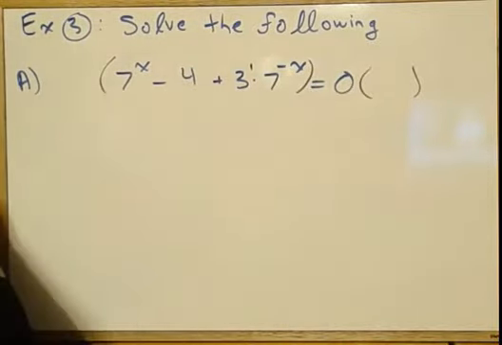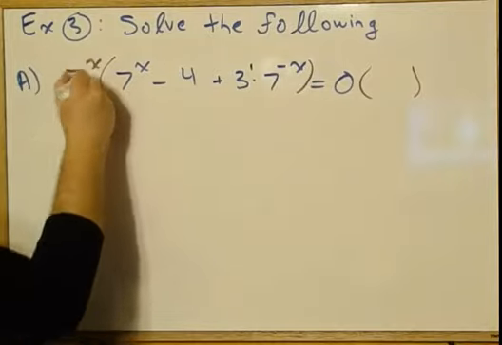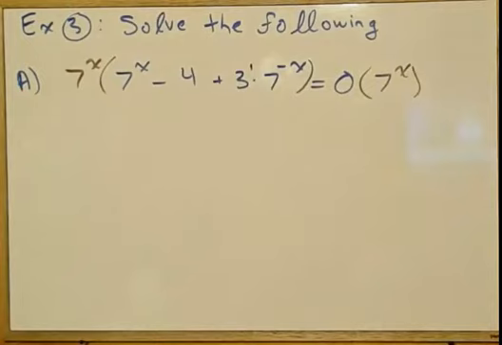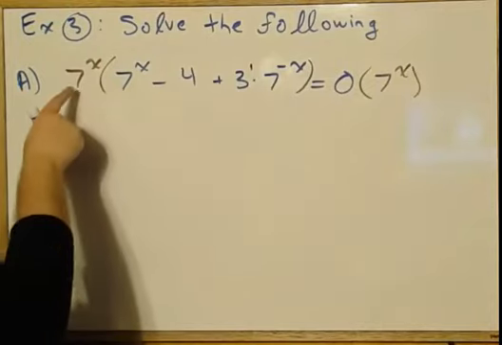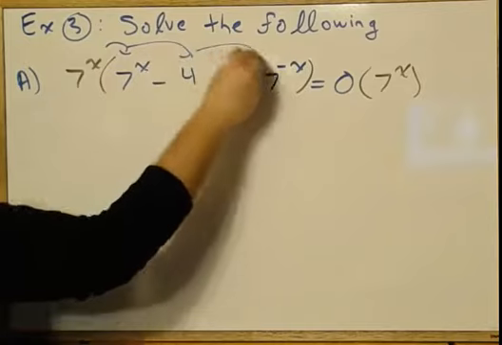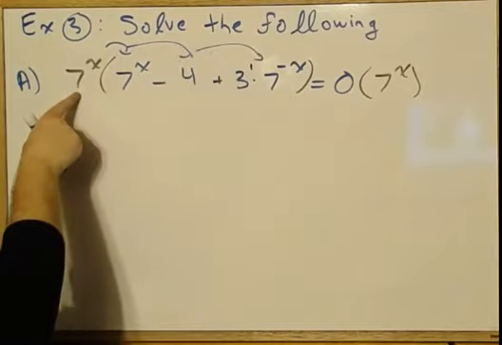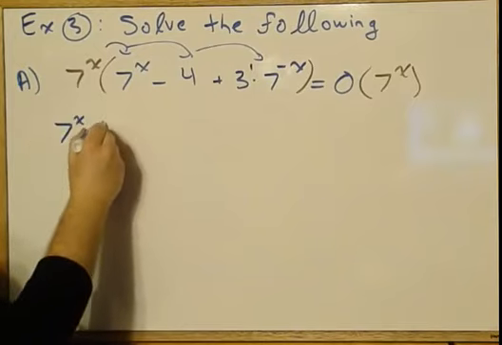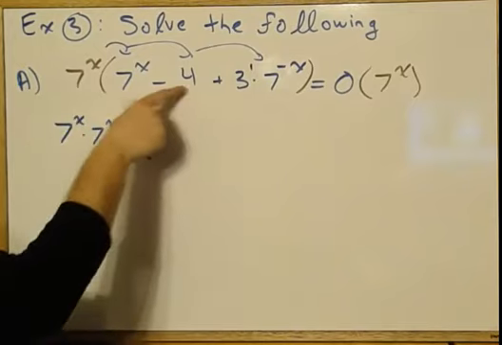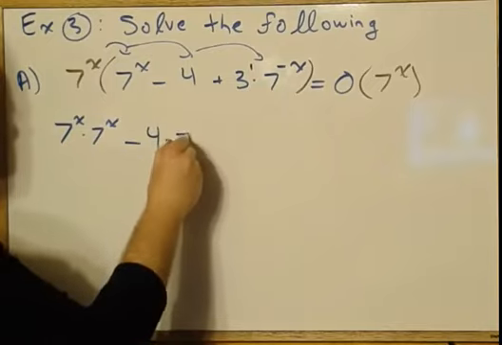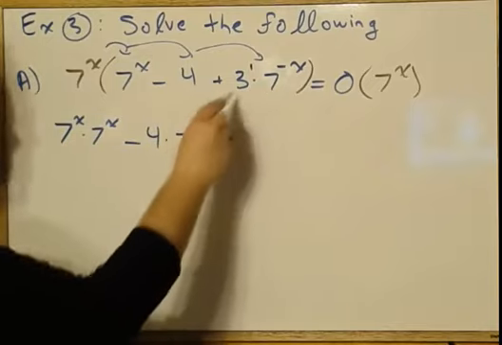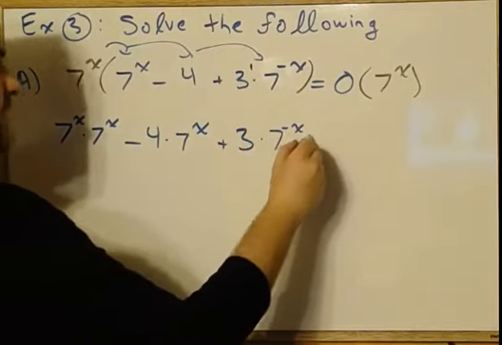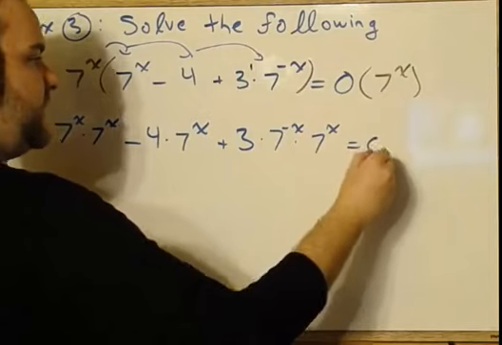And we already have another positive 7 to the power of x, so we can multiply both sides by 7 to the power of x. So what happens when we do this? Well, we're going to expand this out. So here we have 7 to the power of x times 7 to the power of x minus 4 times 7 to the power of x plus, now it's going to be 3 times 7 to the power of negative x times 7 to the power of x is equal to 0.